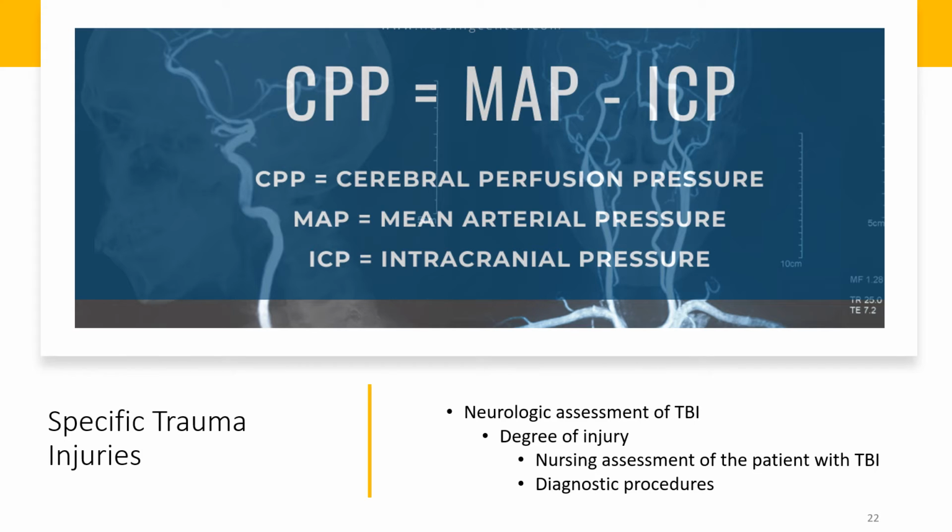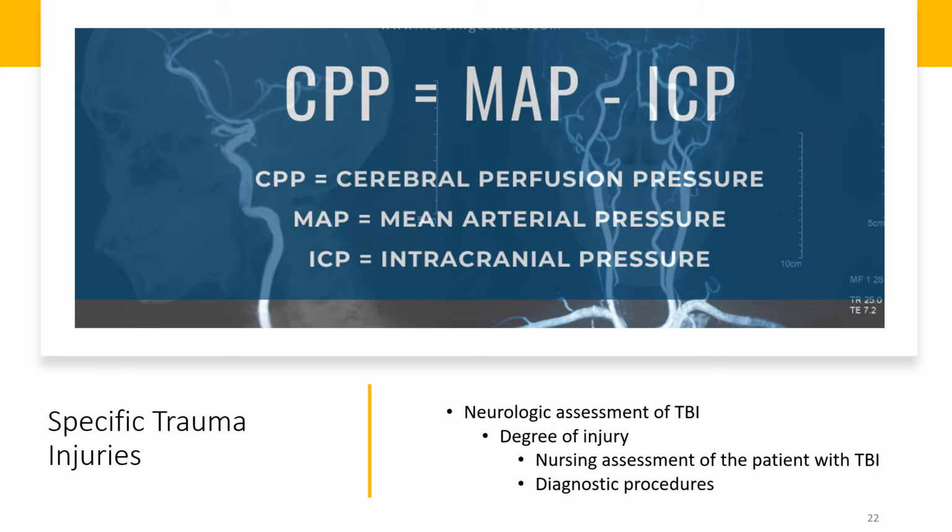You may have to give blood products. You might have to give fluids. You may have to give vasopressors. You've got to get that MAP up high enough that we can maintain a CPP of at least 60. So if their intracranial pressure is high, we can also work on relieving that pressure in a number of different ways that we're going to talk about.